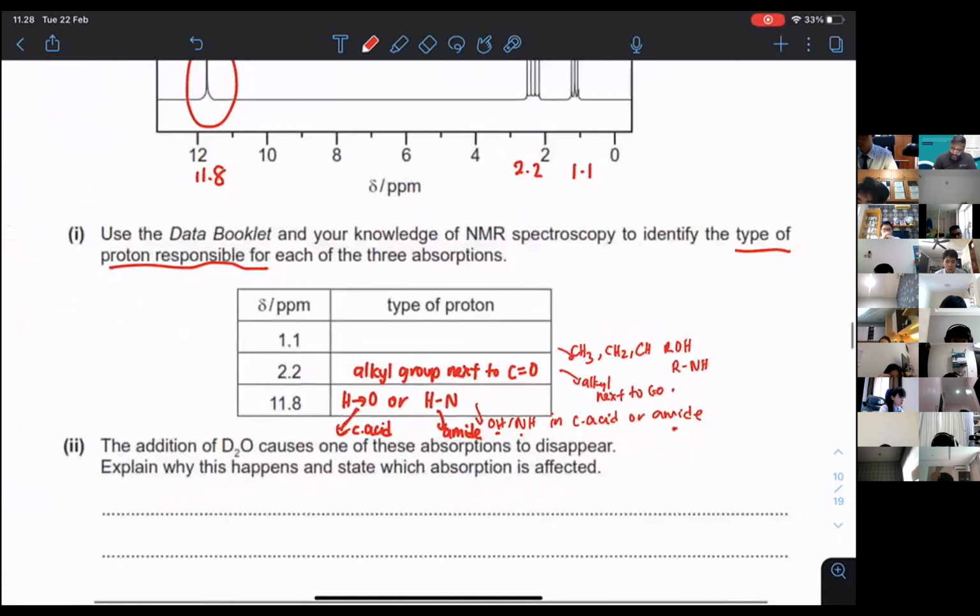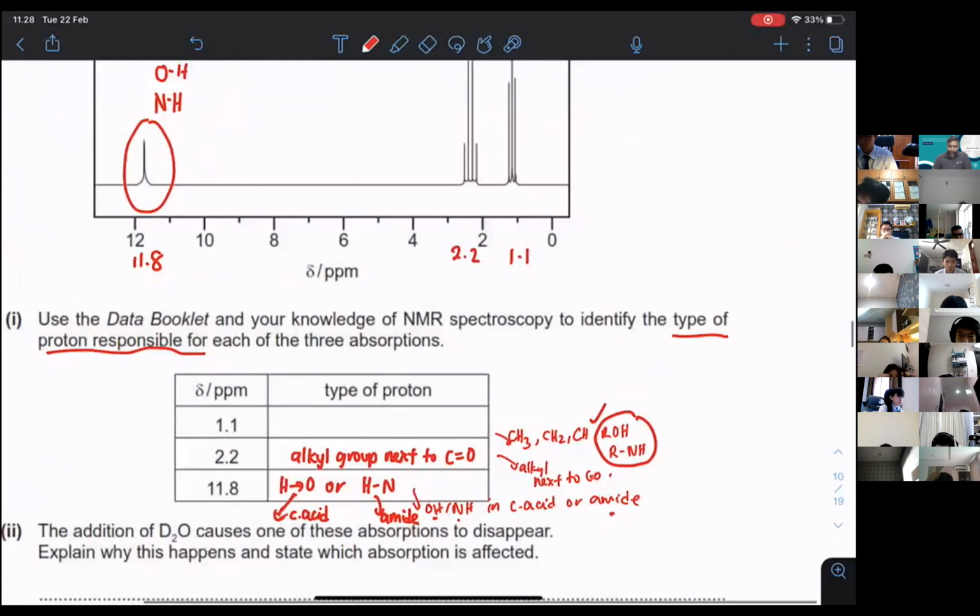Type of proton over here, this one I will not select, because it's not a single peak. It's not a single peak. So here, I think I'll just say alkyl group.